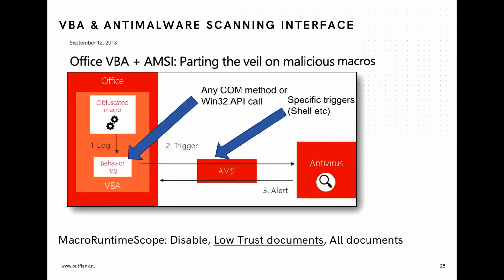In September, Microsoft announced that they were also doing AMSI for VBA. And as of January, this is part of the semi-annual release, so that means that in most Office 365 deployments, this is now live and working.